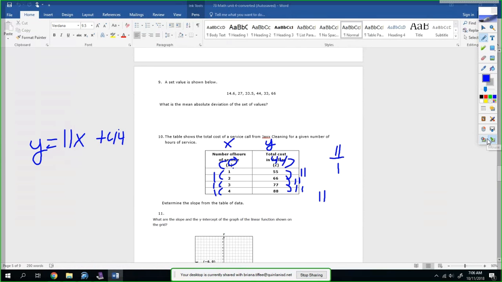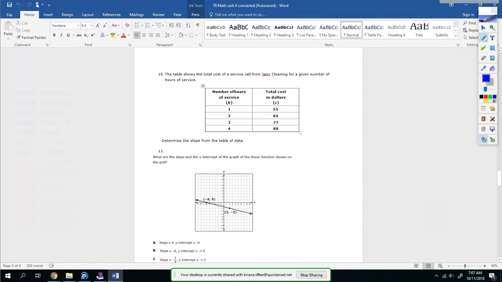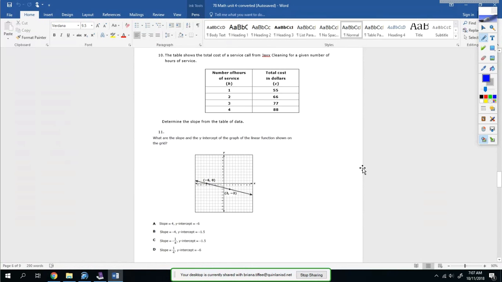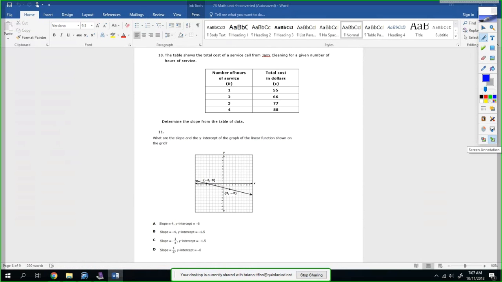All right, last one. What are the slope and the y-intercept of the graph shown on the grid? Okay, first thing you always do when it's asking you for the slope and the y-intercept is find the y-intercept because it's just quick and easy. So you look at the y-axis and you follow it down until you hit the line. I hit the line right there. Well, it's not exactly on a point. It's in between -1 and -2. So it means my y-intercept will be -1.5. So I'm going to say b equals -1.5.